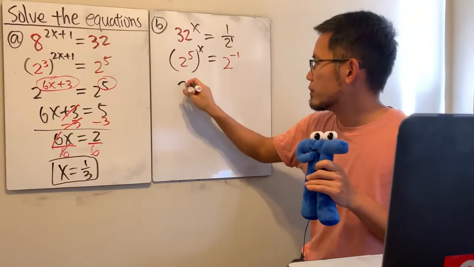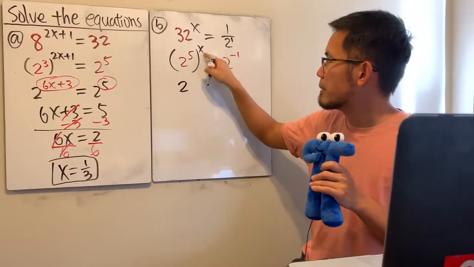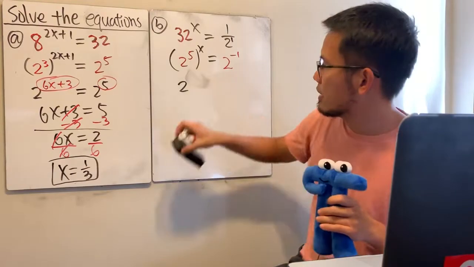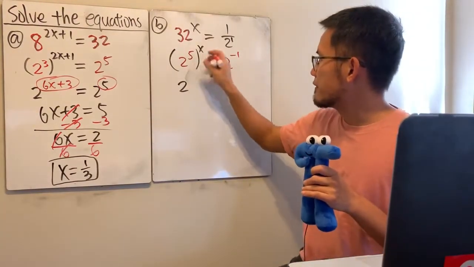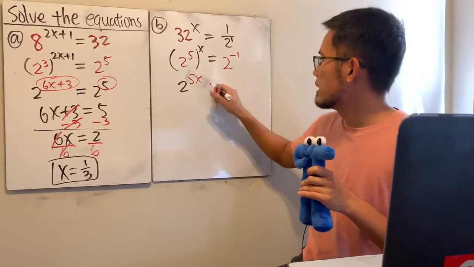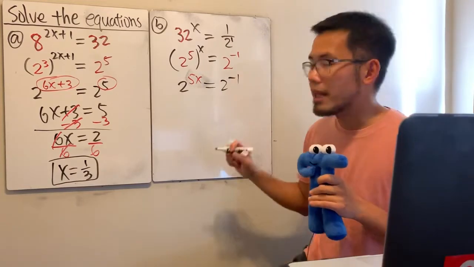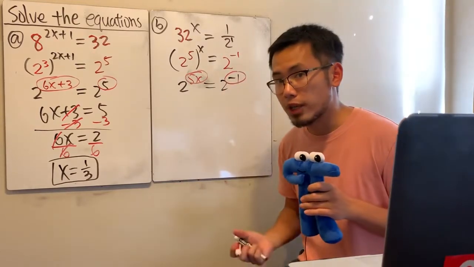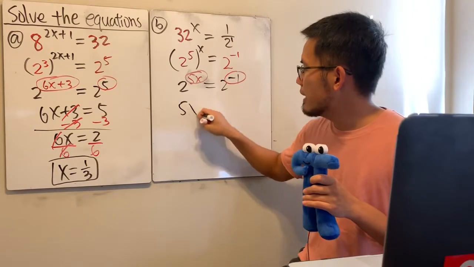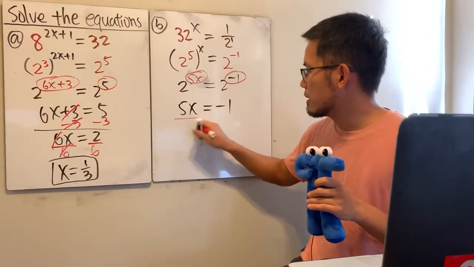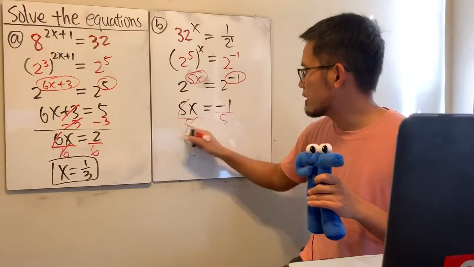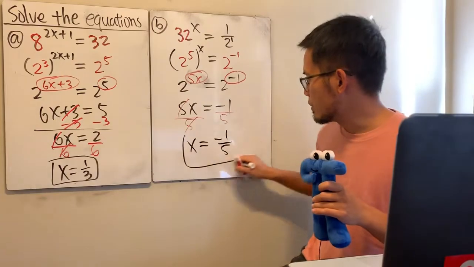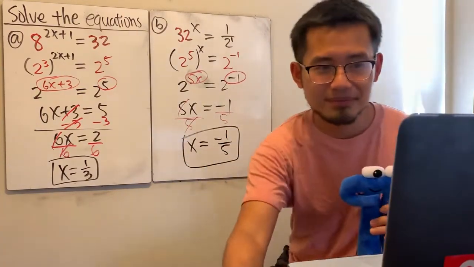Then look at this, we have 2, and we multiply the powers again. 5 times x is just 5x, and then actually let me make this in red so you guys can see. The step that I'm doing right here is just 5 times x, which is again 5x, and that's equal to 2 to the negative 1. Again, the powers have to be the same because the bases are the same already. Here, we have 5x equal to negative 1. We'll do our usual business, divide the 5 from both sides. We get x being equal to negative 1 over 5. And with that, we are done, just like that.